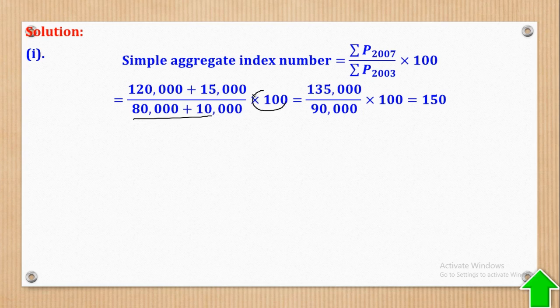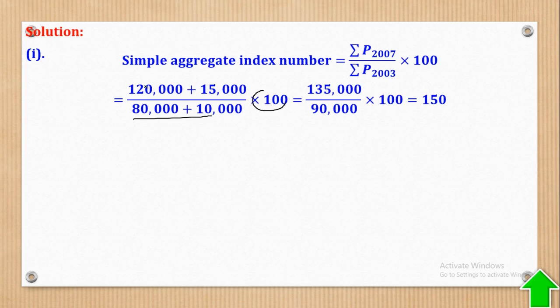Now in this case, if you ignore the 100, then it will be wrong. Ignoring the 100 works only when they say price relative of a certain item, that is, for a single item index number. But when it comes to multi-item, it is a must to put 100.